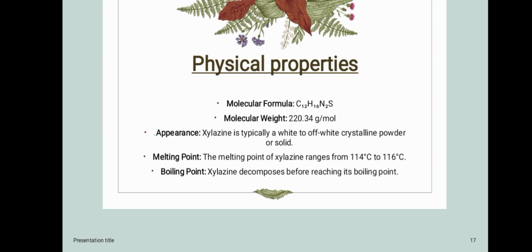Third one is the appearance of xylazine. Xylazine is typically a white to off-white crystalline powder or solid. Fourth one is the melting point. The melting point of xylazine ranges from 114 degrees Celsius to 116 degrees Celsius. Last one is the boiling point of xylazine. Xylazine decomposes before reaching its boiling point.